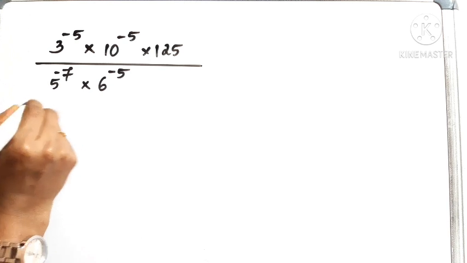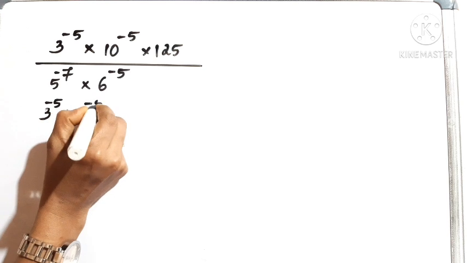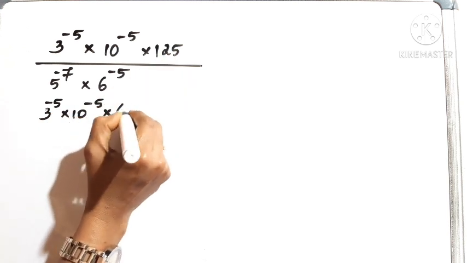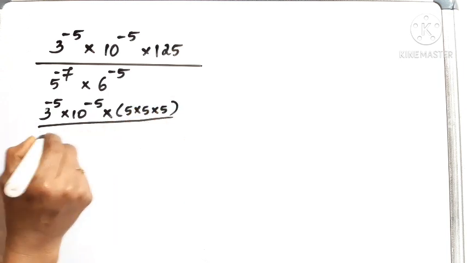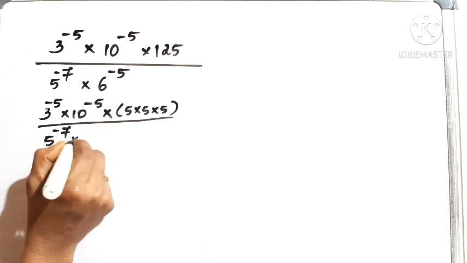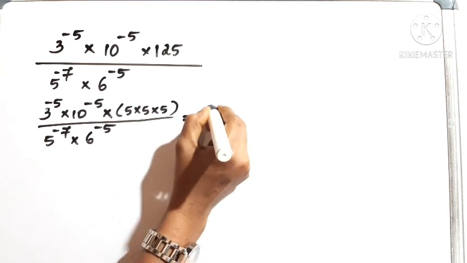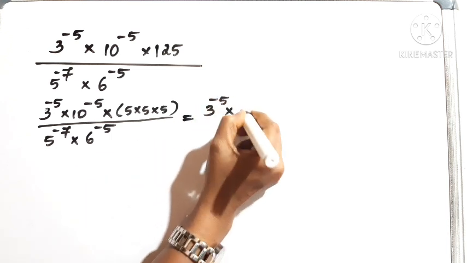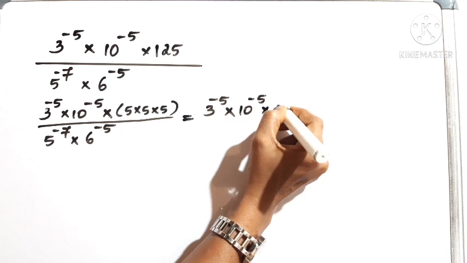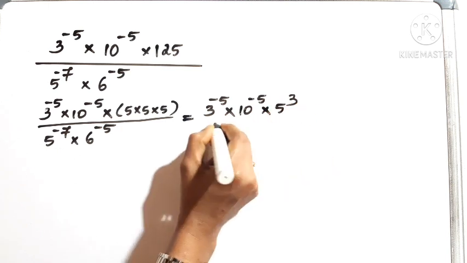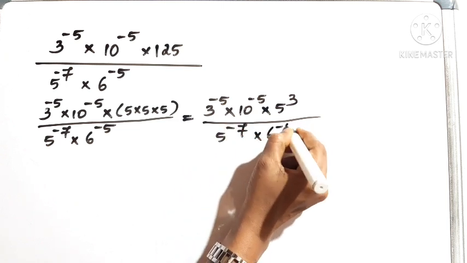Listen, children, next step becomes 3 raised to minus 5 into 10 raised to minus 5 into, what about 125? 5 into 5 into 5, right? All divided by 5 raised to minus 7 into 6 raised to minus 5, right? This is also equals 3 raised to minus 5 into 10 raised to minus 5 into 5 3 times, right? So 5 raised to 3 all divided by 5 raised to minus 7 into 6 raised to minus 5.